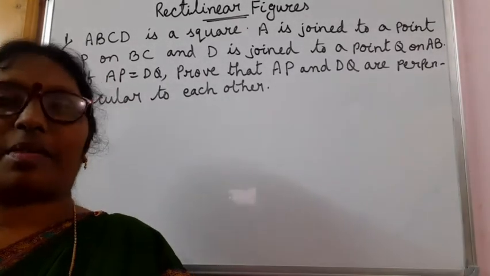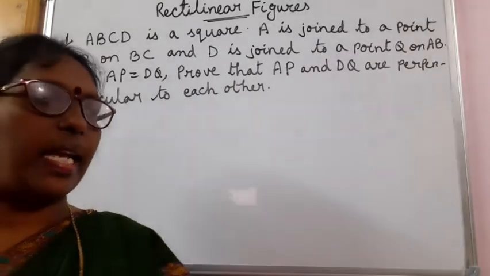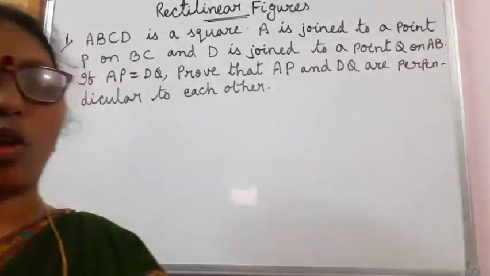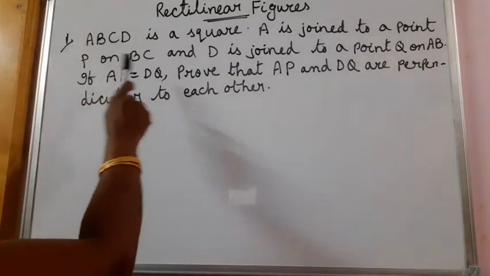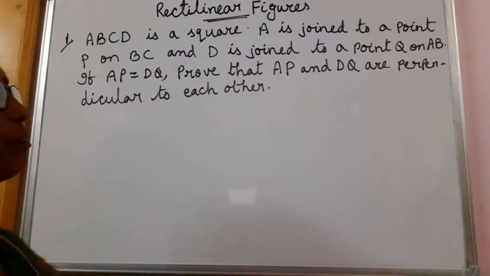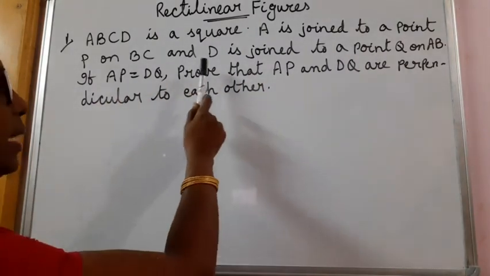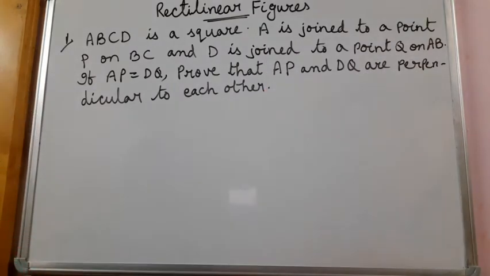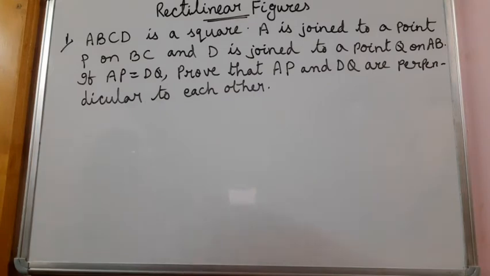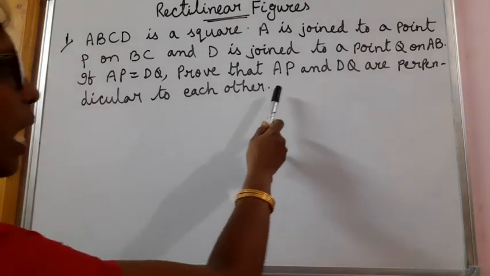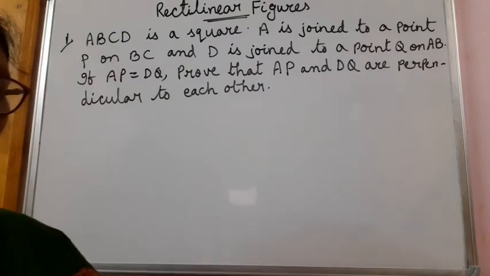Today let us have a class on chapter rectilinear figures. Let me explain you a problem based on rectilinear figures. The problem is ABCD is a square. A is joined to a point P on BC and D is joined to a point Q on AB. If AP is equal to DQ, prove that AP and DQ are perpendicular to each other.